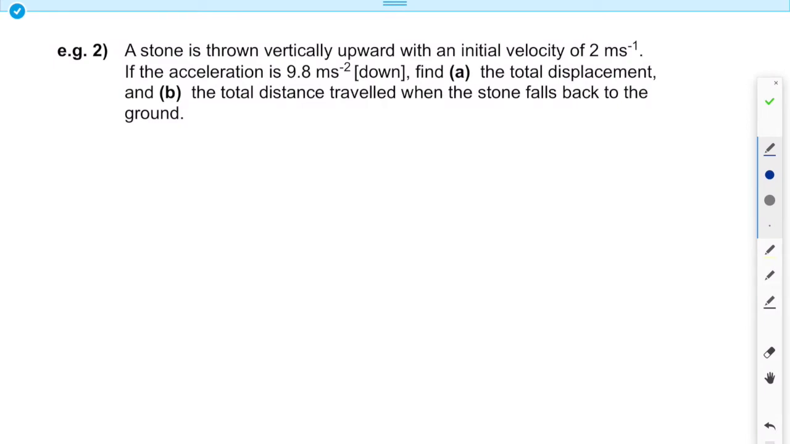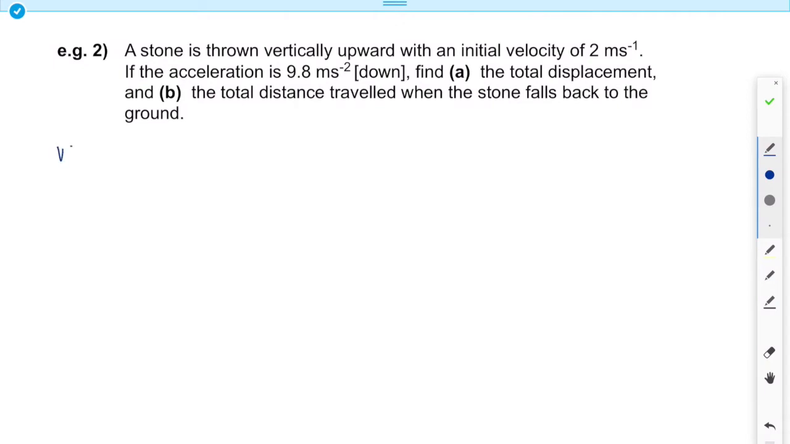Here is example 2. A stone is thrown vertically upward with an initial velocity of 2 meters per second. If the acceleration is 9.8 meters per second squared down, find A, the total displacement, and B, the total distance traveled when the stone falls back to the ground. So either way, we need a function here, right? We need the velocity function. And let's list out what we know so far.